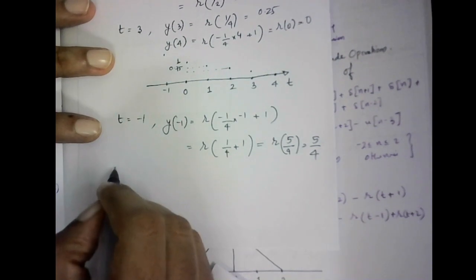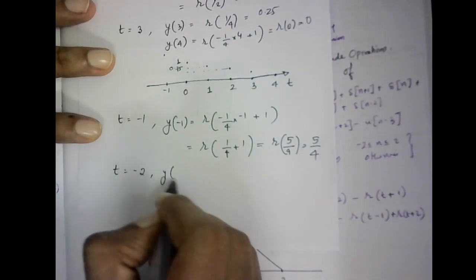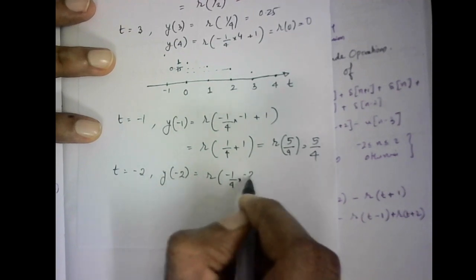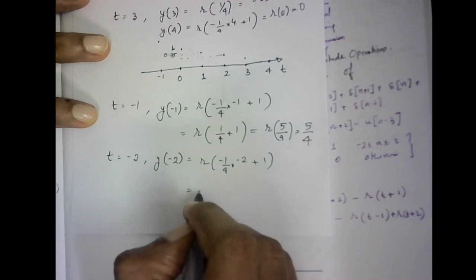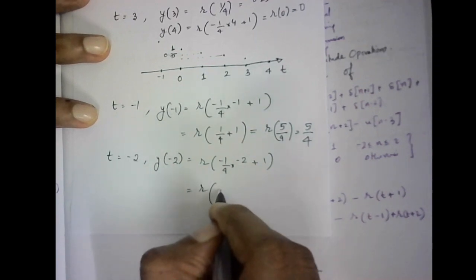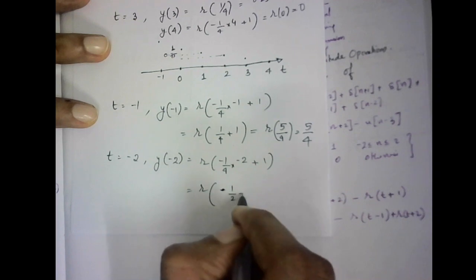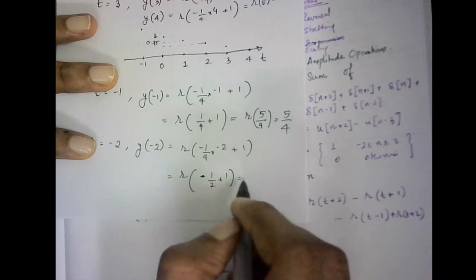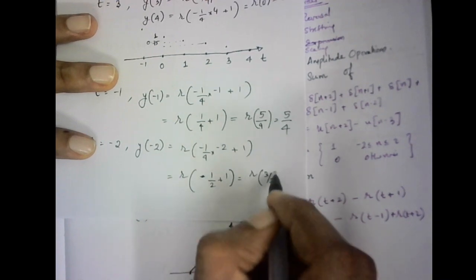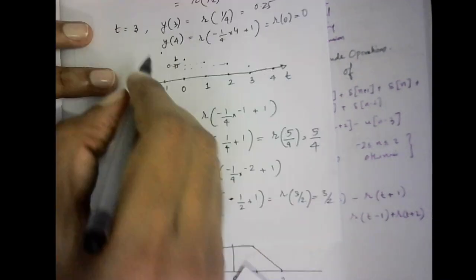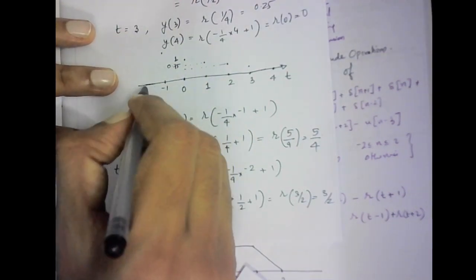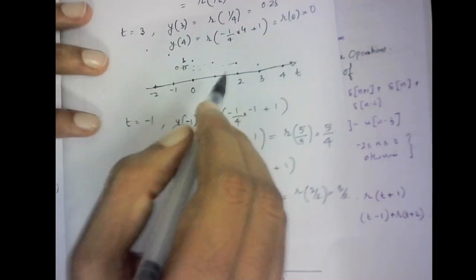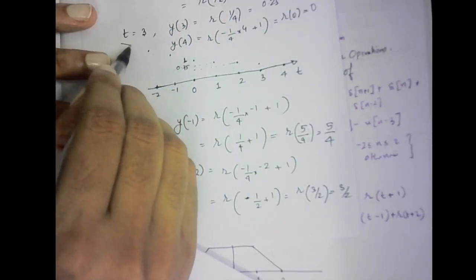And if you put t is equal to minus 2, you can find y of minus 2 as r of minus 1 by 4 into minus 2 plus 1, which is equal to r of 1 by 2 plus 1, which is r of 3 by 2, which is equal to 3 by 2. So for t is equal to minus 2, it is 3 by 2. So if you plot, you can see that it will be a graph like this.